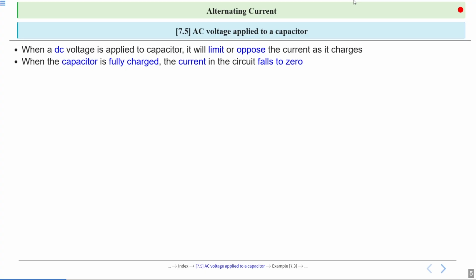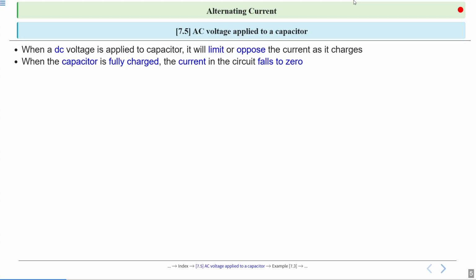That means when we consider a capacitor and a DC source, it will block the current when it is fully charged. A potential difference is created between its plates, and it will block the current flowing through the capacitor. Until it gets fully charged, the amount of current will decrease in the circuit.